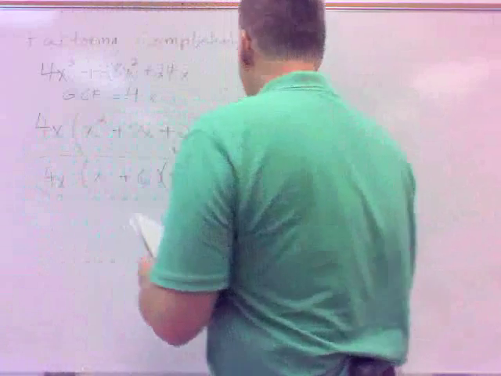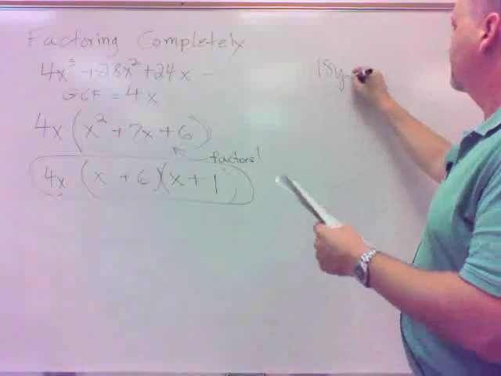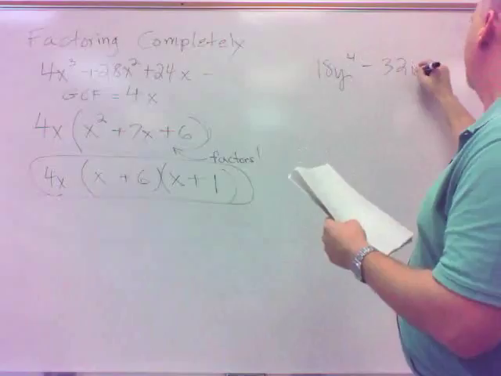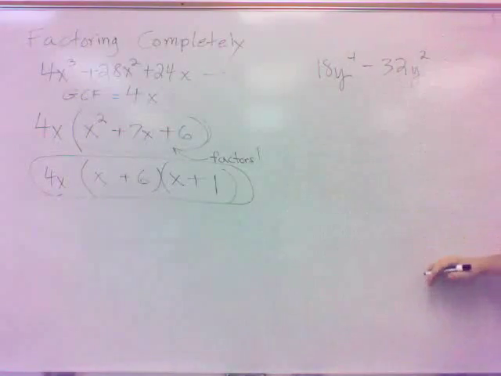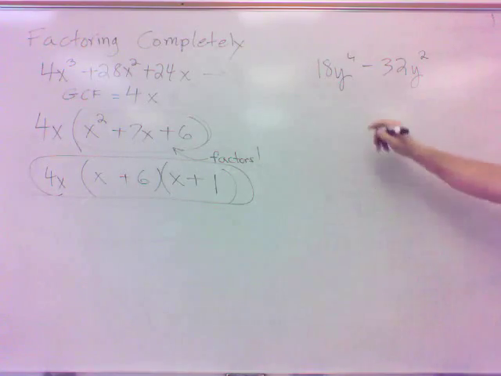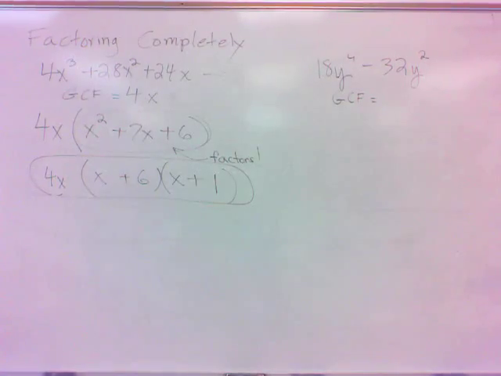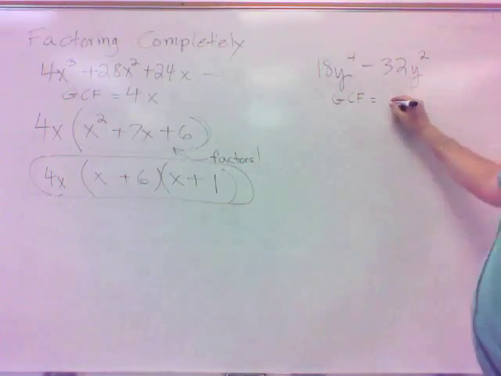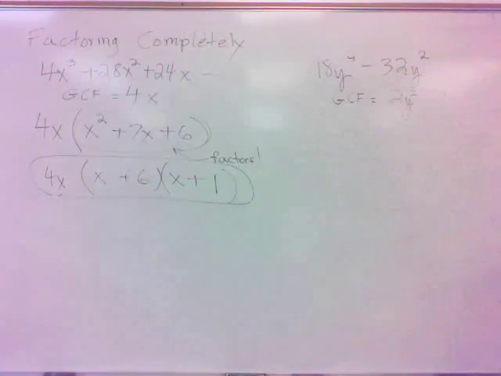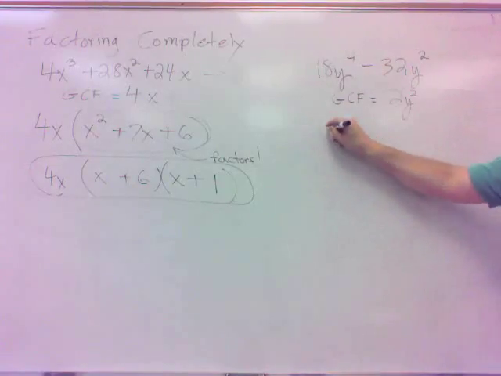Try this one then. 18y to the 4th minus 32y to the 2nd. Again, I want to completely factor it as much as I can. And so I'll first always look for that GCF, and there is one here. 18 and 32, 2 goes into them. I believe that's highest. 2 and y squared, 2y squared is the GCF. So let's factor off of 2y squared.